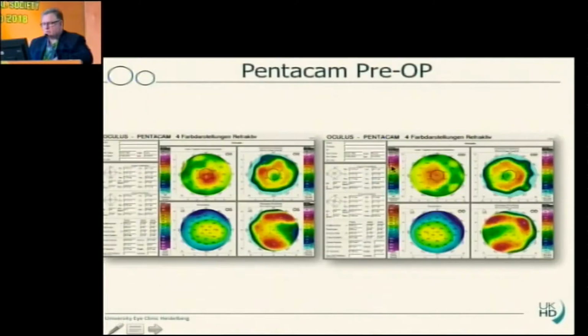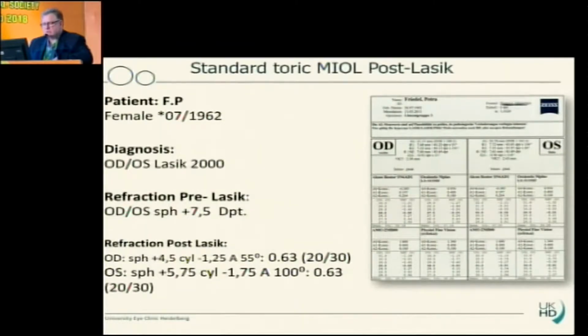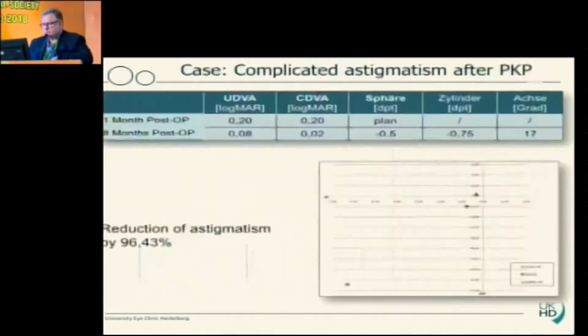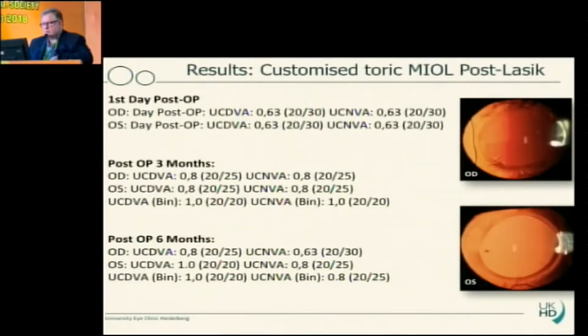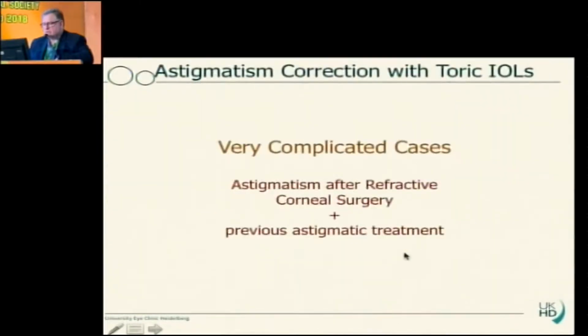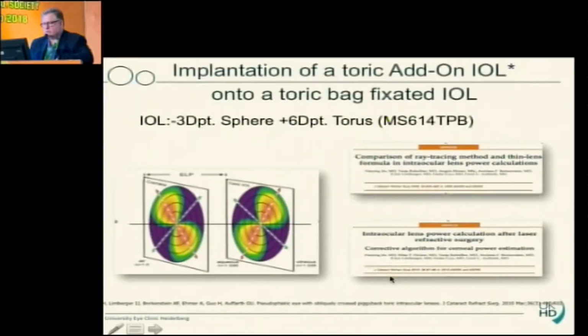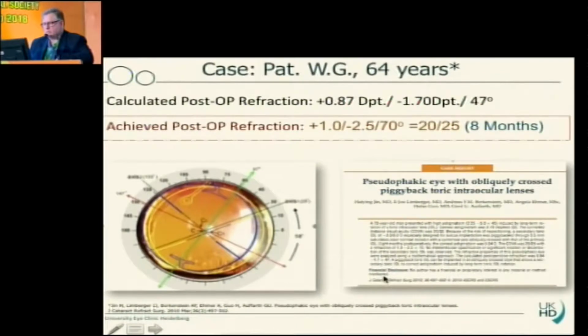So there are a couple of possibilities that you have, especially if you go into the LASIK patients. And we have the means to do that also here, in a customized toric multifocal lens patient who received a customized lens. And the most complicated case we had was one who already had a toric lens in the bag, and we had to calculate another add-on lens, and it also ended up very well.